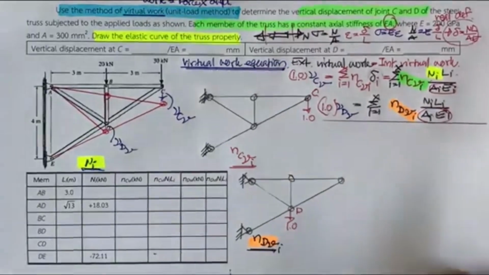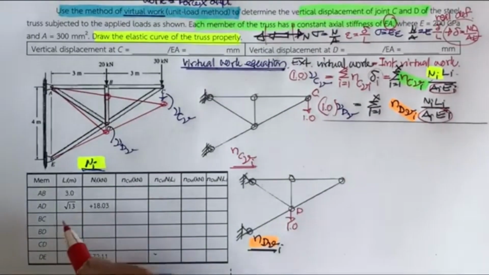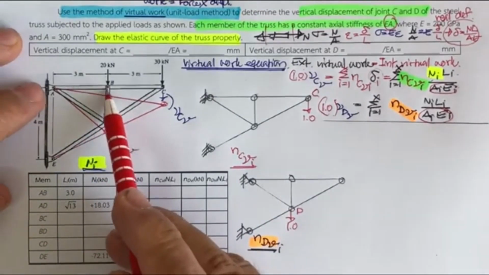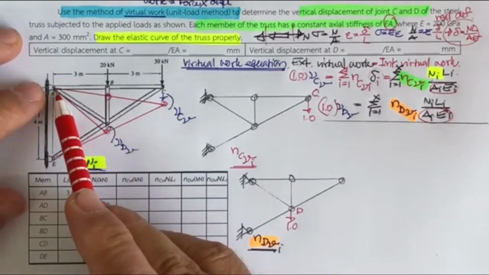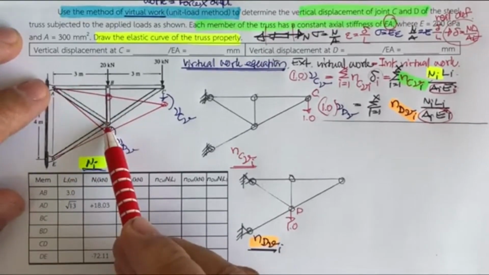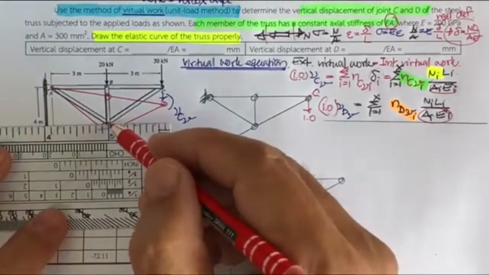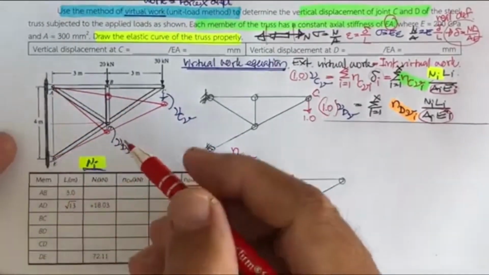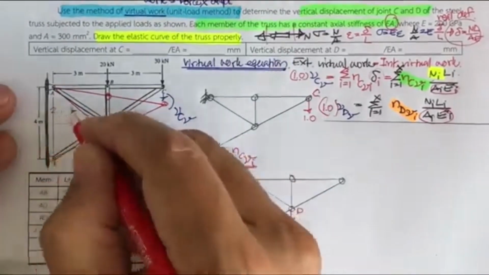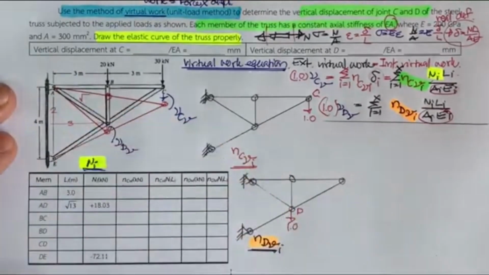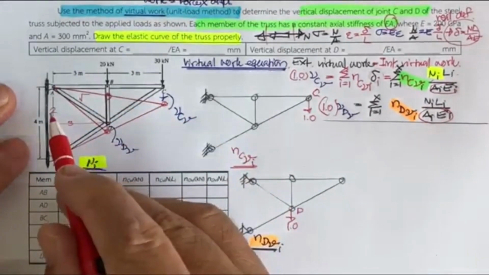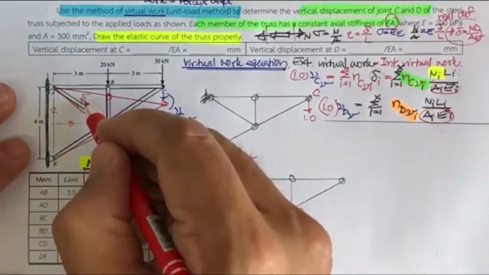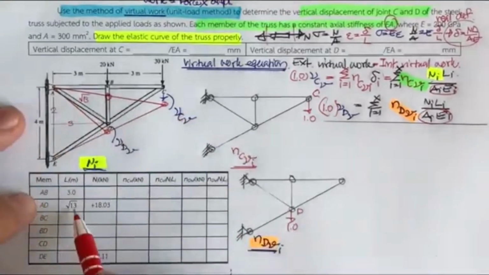If we start, we may check for the L. They give us AB; AB is here, 3 meters. AD, this is going to be 3 meters, and this is going to be 2 meters. So this must be the square root of 3 squared plus 3 squared plus 2 squared, that is going to be square root 22. So that is the length of AD.